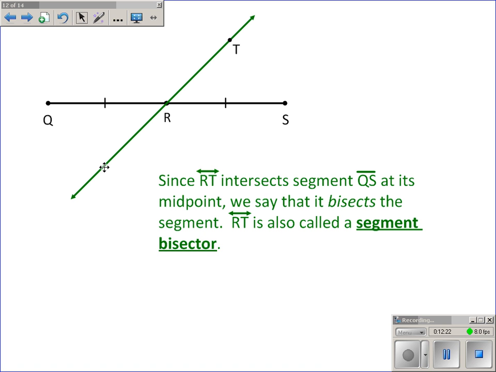Now, what does bisect mean? It's of two parts, sorry. Bi is two, like a bicycle has two wheels, and sect means to cut, or sections. And to bisect, it means to cut in two, or to cut it in two equal pieces. And so this line bisects the segment. It cuts it into two equal pieces. Okay? We also call line RT a segment bisector.